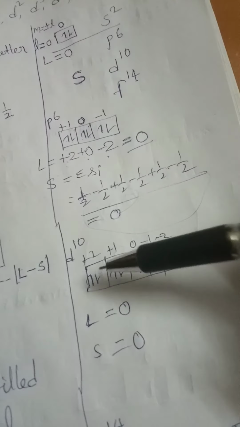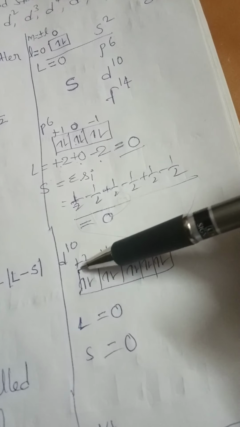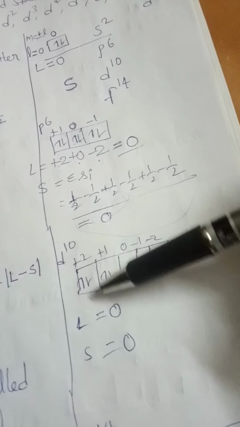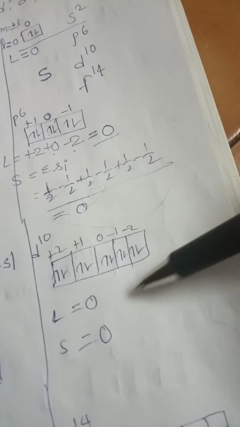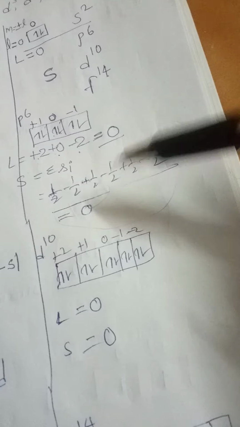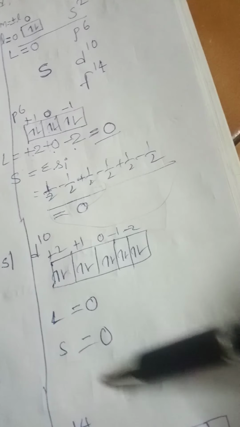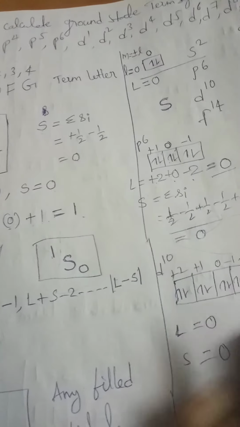What about d10? This is also the same. The L value of the d orbital is 2, so the m value is plus or minus 2. So we write plus 2, plus 1, 0, minus 1, minus 2. Again we total all these electrons, plus and minus, and so on. So we get the S value 0 and the L value 0. So again the term symbol is singlet S 0.